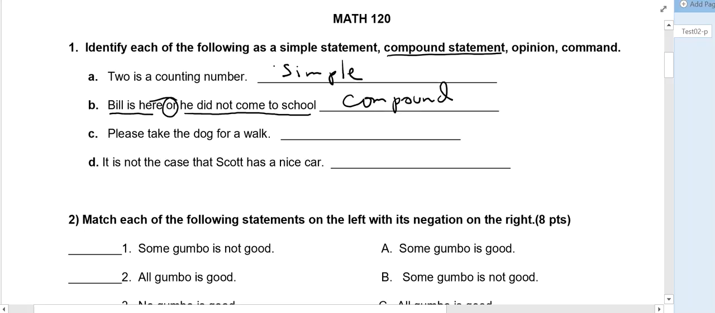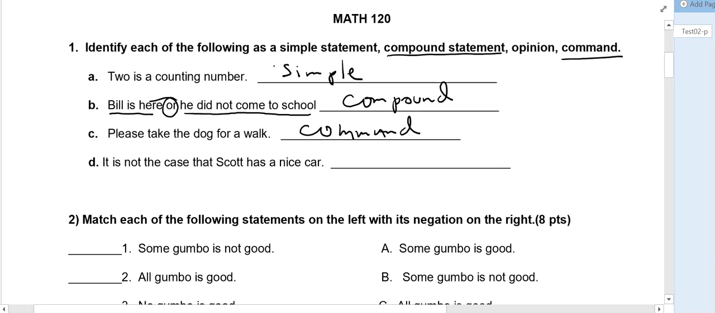"Please take the dog for a walk." That's a command. You're telling somebody to do something, right? So that is not a simple statement. That is a command.